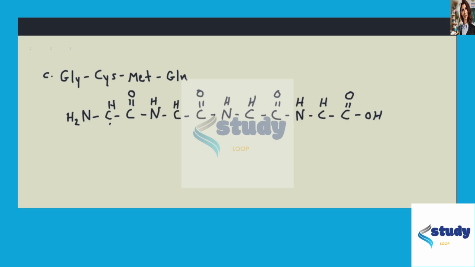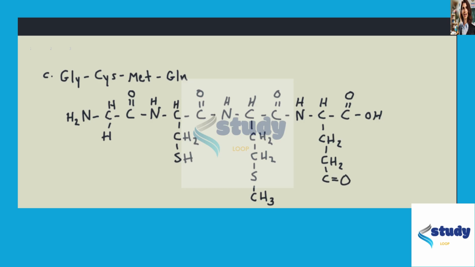And our side chains, for glycine, it's hydrogen. For cysteine, CH2SH. For methionine, CH2, CH2, sulfur, CH3. Finally, glutamine is CH2, CH2, C double bond O, and NH2.